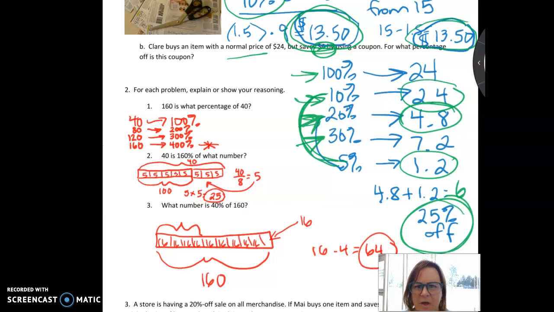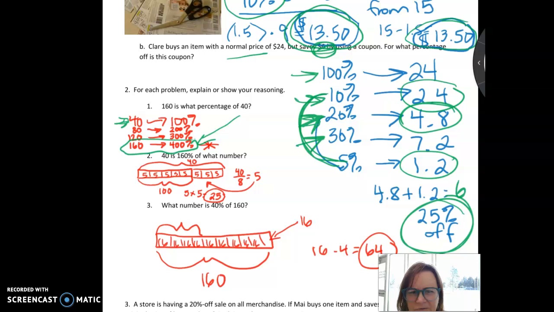All right, number 2. For each problem, you have to show your reasoning, and so you're going to notice here some different strategies that I use to solve these. In the first one, I'm using a percent table again. 160 is what percentage of 40? I started with 40 is 100% of 40. So I know 80 is 200% of 40. So I know 120 is 300% of 40. So I know 160 has to be 400% of 40.